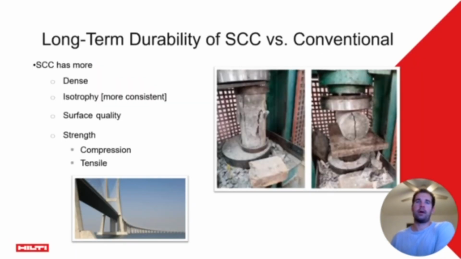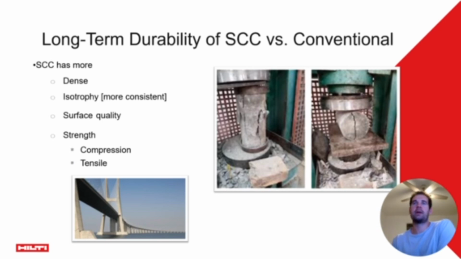Also want to dive into the long-term durability of SCC concrete versus conventional concrete. SCC is actually going to be a more dense mixture, and it's going to have more isotropy, which you can think of as a homogeneous mixture being more consistent throughout, more consistent results, exactly what we want to see in the field. Customers love consistency. Surface quality is another big thing that you'll get out of SCC. And then strength, of course.